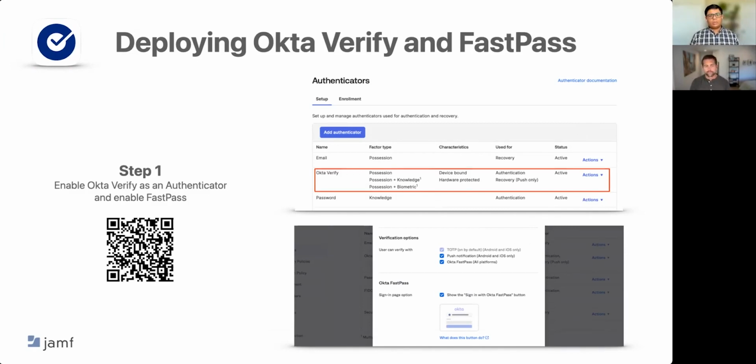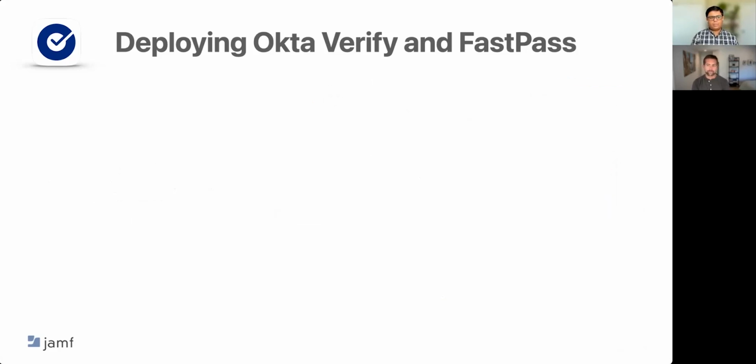Cool, thanks, Matt. In order to set up all the goodness from Okta, you want to deploy Okta Verify first. Okta Verify is the foundation on which you set up and configure Okta Fastpass and device access. The first thing you'll want to do is enable Okta Verify as an authenticator in your Okta admin portal. And within the Okta Verify configurations, you can configure and turn on Okta Fastpass.